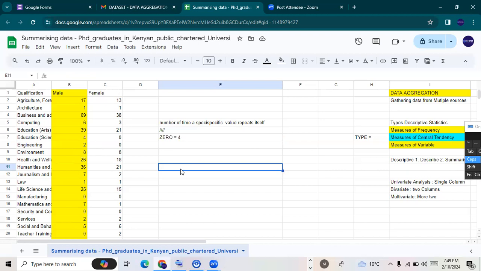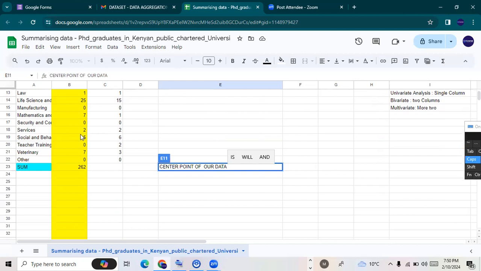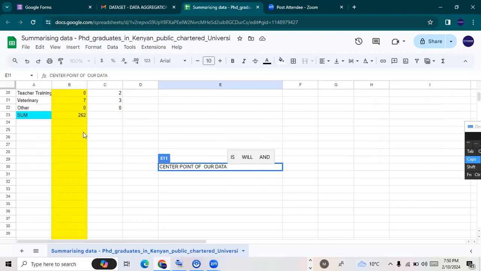The central tendency helps us to know where the center point of our data lies. So now we are going to look at the center point of our data. But how do we even identify the center of this data? And how do we describe what is found at the left or at the right? And what is its statistical interpretation to our data?